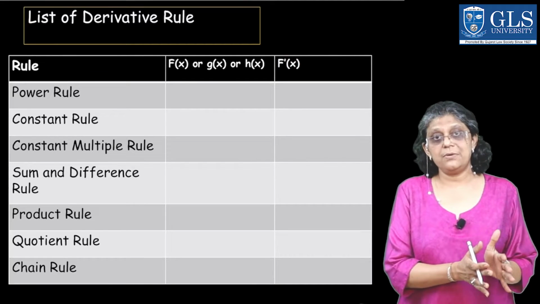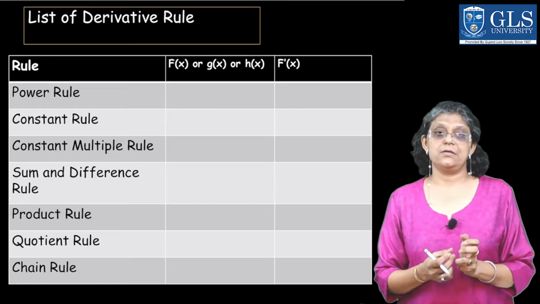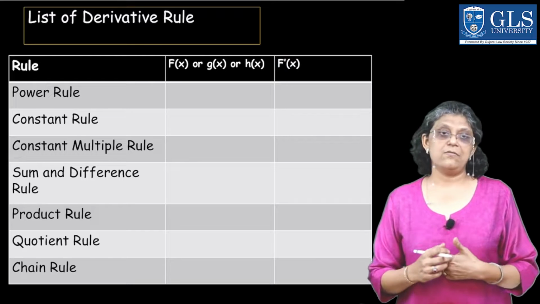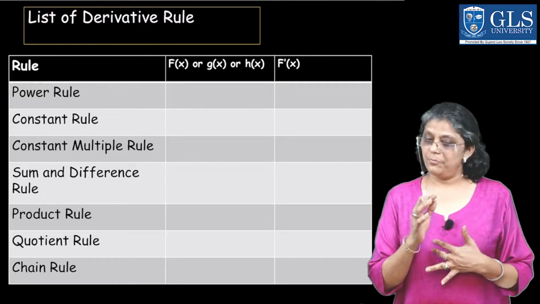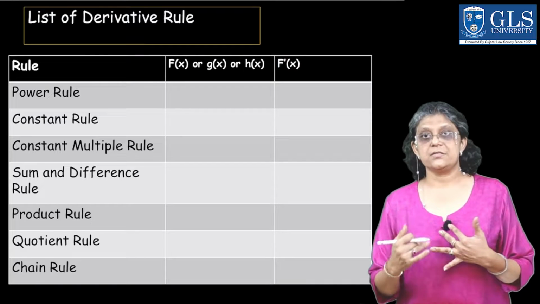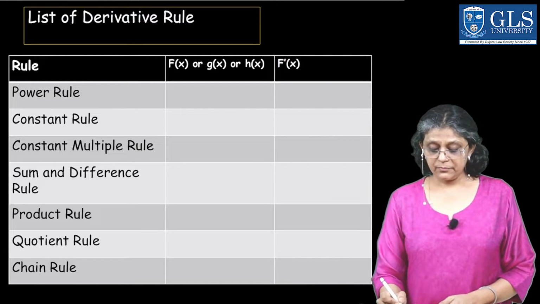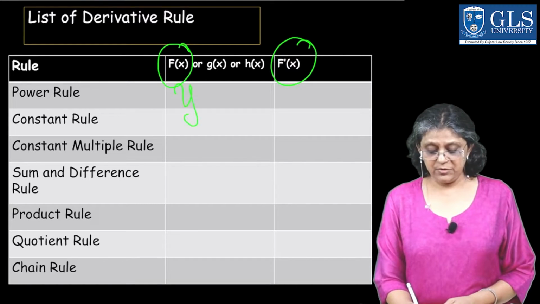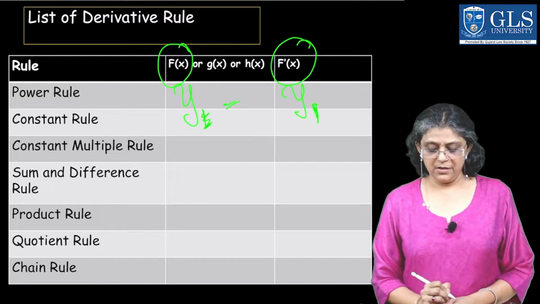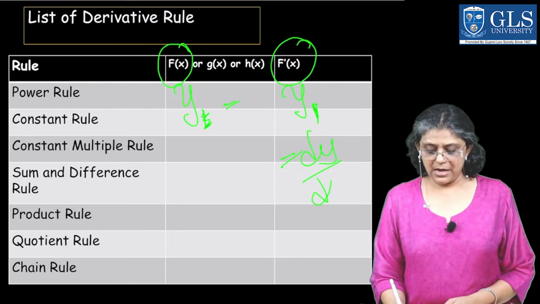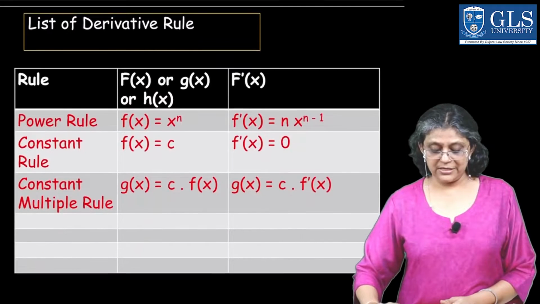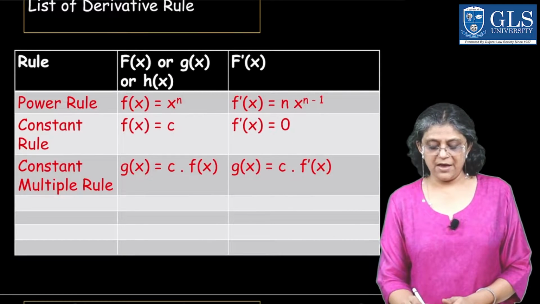One is the definition method, and from the definition method we have derived the formulas, which have different rules: the power rule, constant rule, multiple rule, addition, subtraction, the quotient rule, and the chain rule. Now if you see, this is my f(x) and this is called f dash x. Again I say this will be my y, this is my y1. This is also called dy by dx, the derivative. So let us understand the first rule.